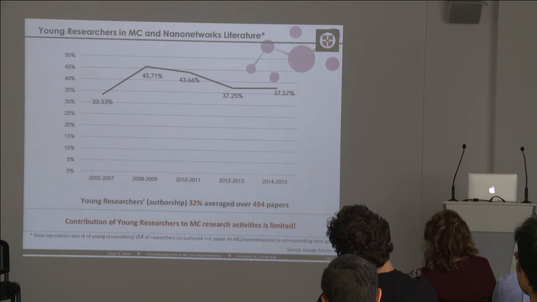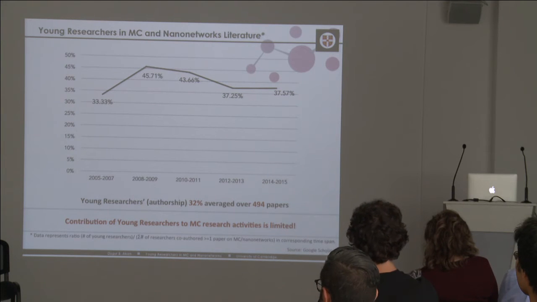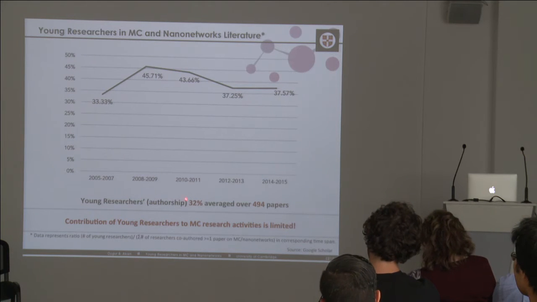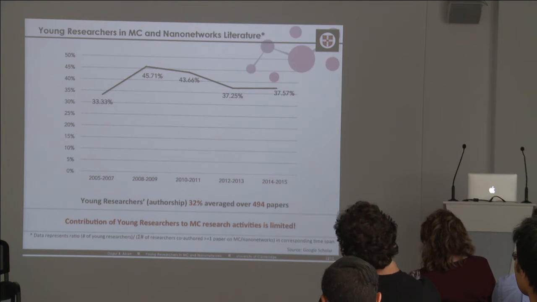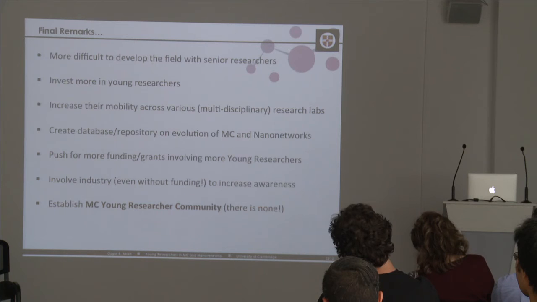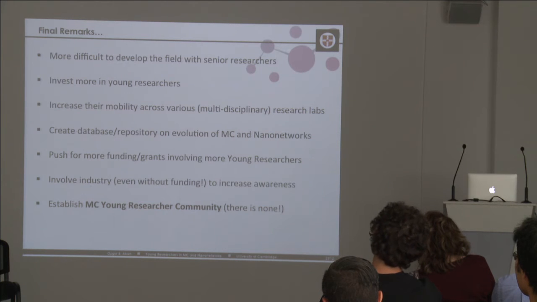If you look into the authorship, because there might be many papers by a single person or the other way around, and look at the same number of papers, 32% of the authorship of all these papers is by PhD students and postdocs. If you check PhD students only, this is just 16%, something like that. So this really needs to improve. So these are my final remarks.